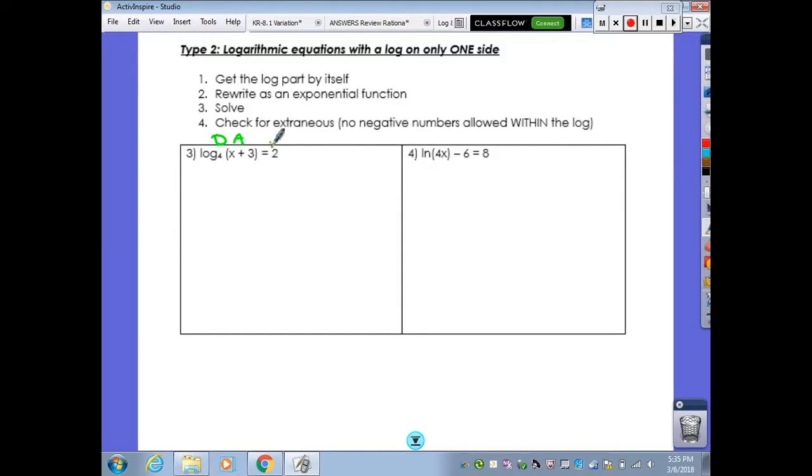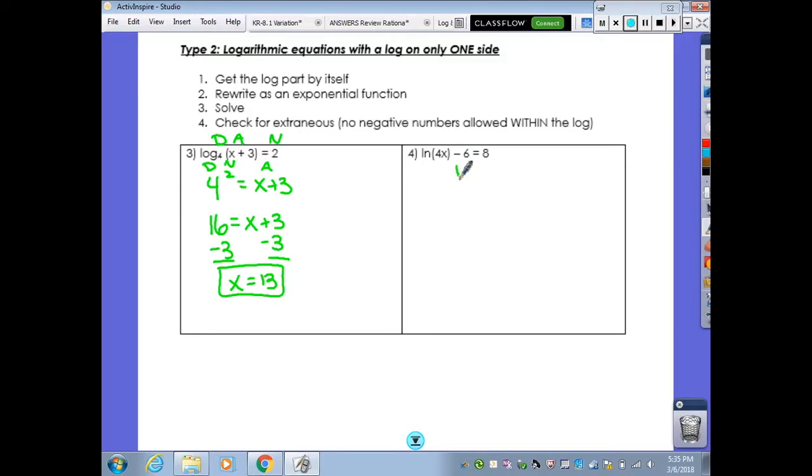Log to exponential. 4 squared equals x plus 3, which is our DNA. And now we can solve. This is 16 is equal to x plus 3. Subtract 3 from both sides. x equals 13. Put it back in, make sure it works. It does. Nothing's negative. We have our answer.